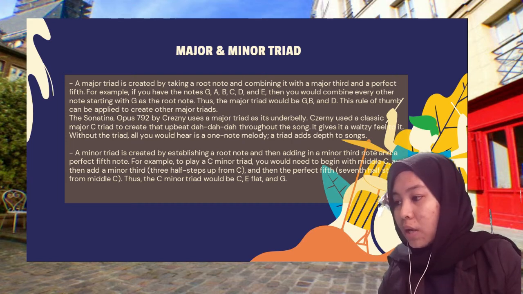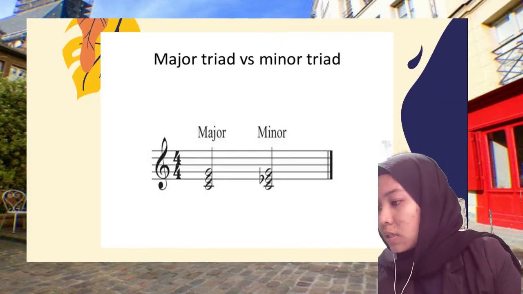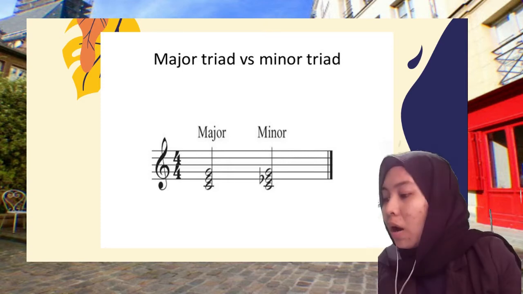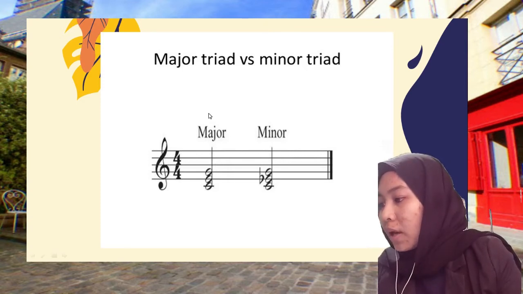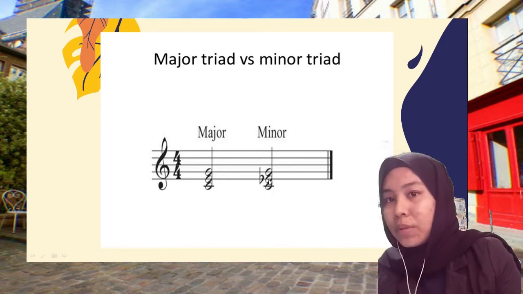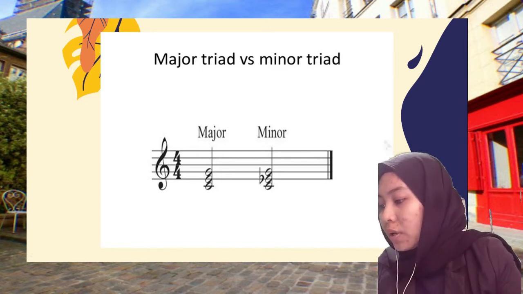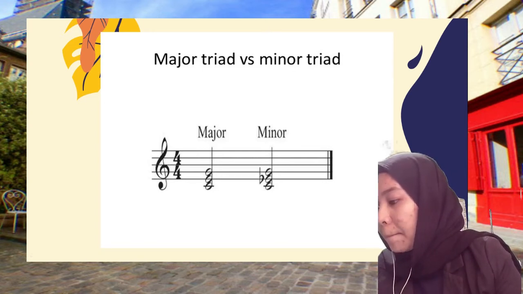Alright, now this is the notation example for the major and the minor triad. Here the example in this presentation is the C major. See, this is the C major and this is the C minor. You can see the C, and for the third, the E, which is natural, will be lowered into E flat, and then the fifth is G.